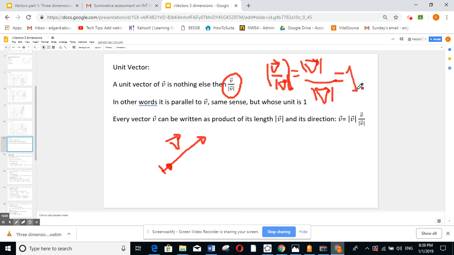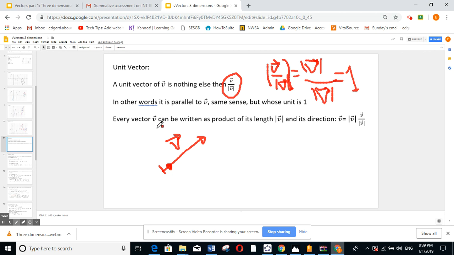So the unit of a vector v, like we said, the unit in kilometer is 1 kilometer, always one something. The unit vector of v is parallel to v, same direction as v, but whose length is 1. So this is, by definition, the unit vector of v. So you need to memorize it's v over its norm.